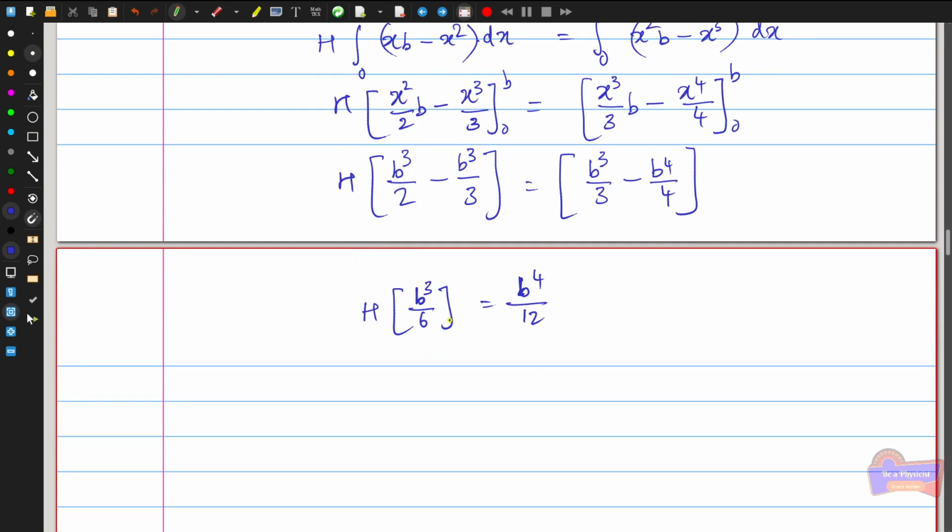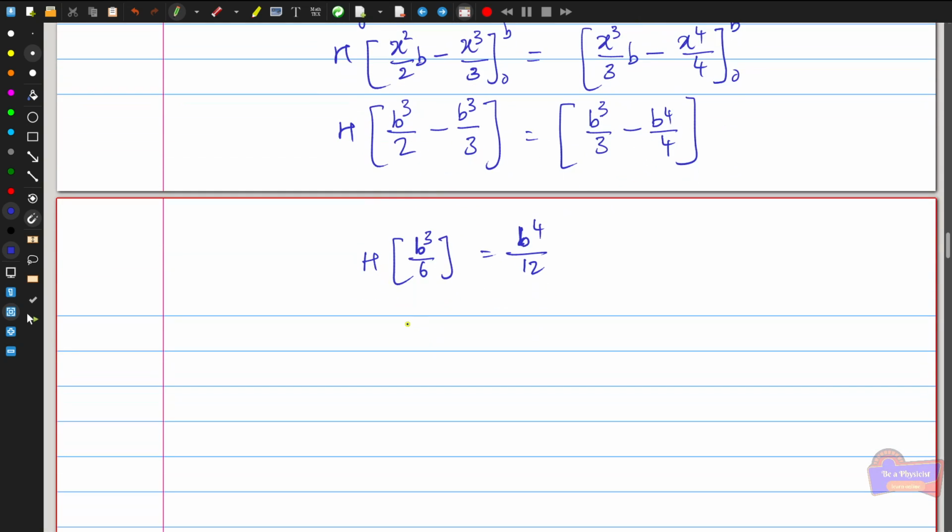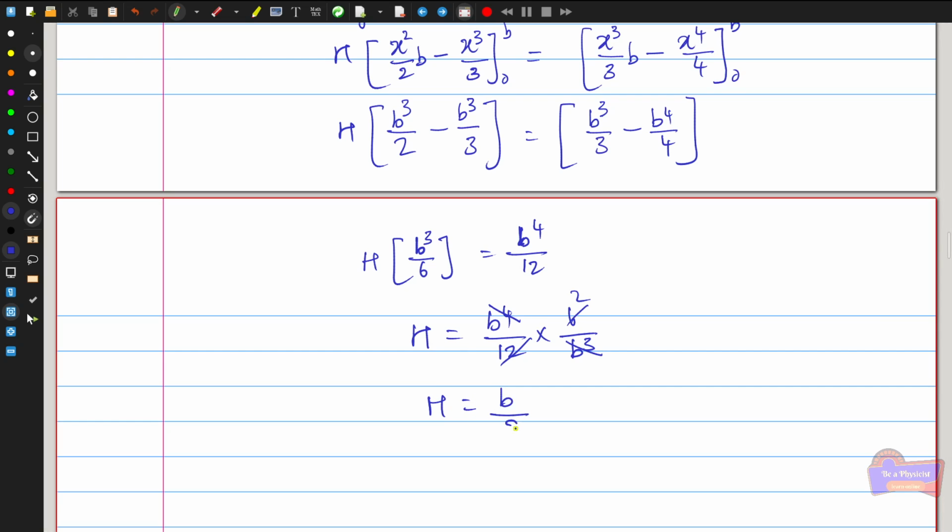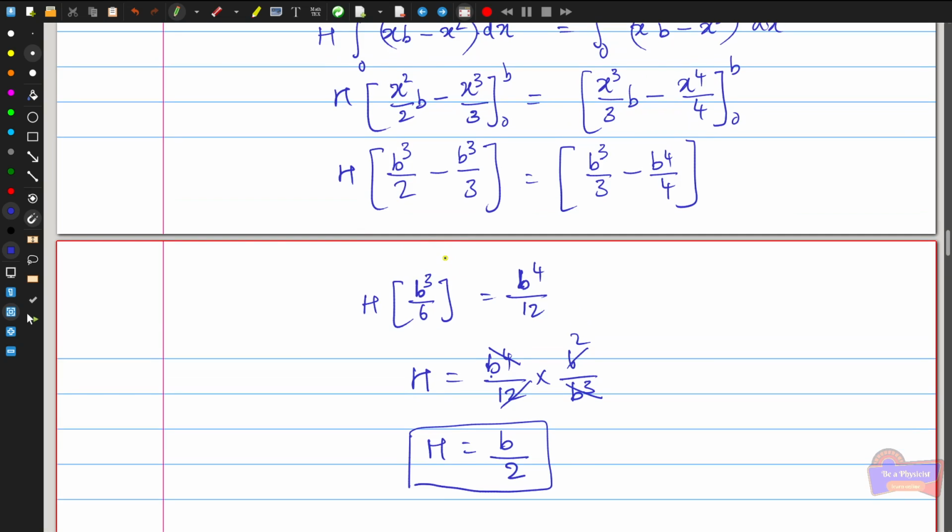So from this equation I can easily calculate the center of pressure height: h is equal to b to the power 4 divided by 12 into 6 times b cubed. So this will give, and we'll get h is equal to b divided by 2. Therefore the center of pressure is on the median of the AD at the depth of b by 2 from the liquid surface xy.